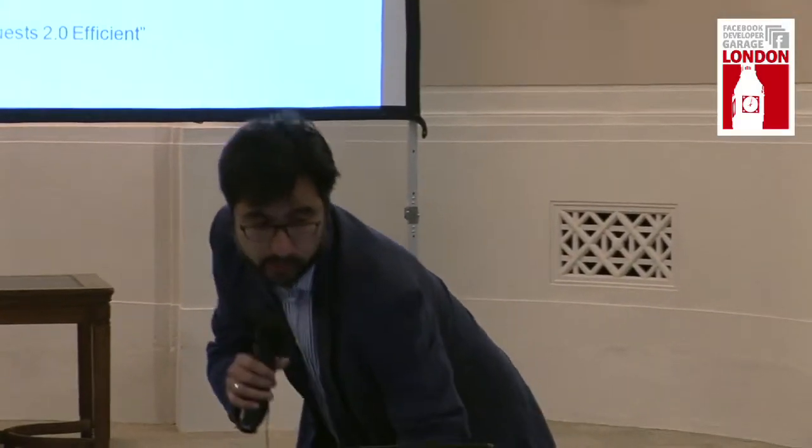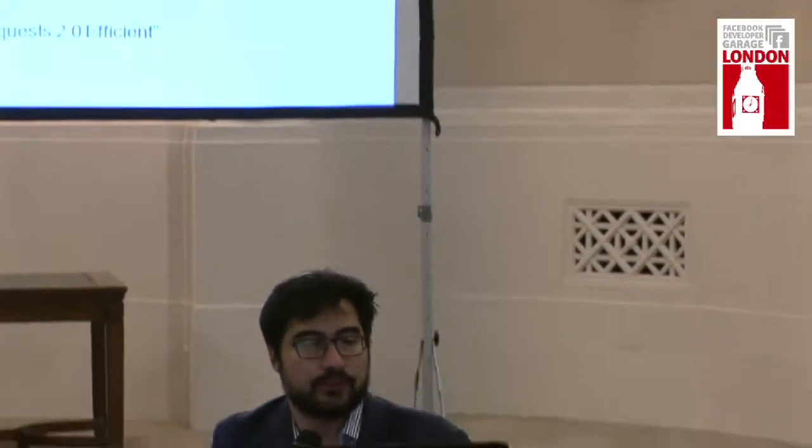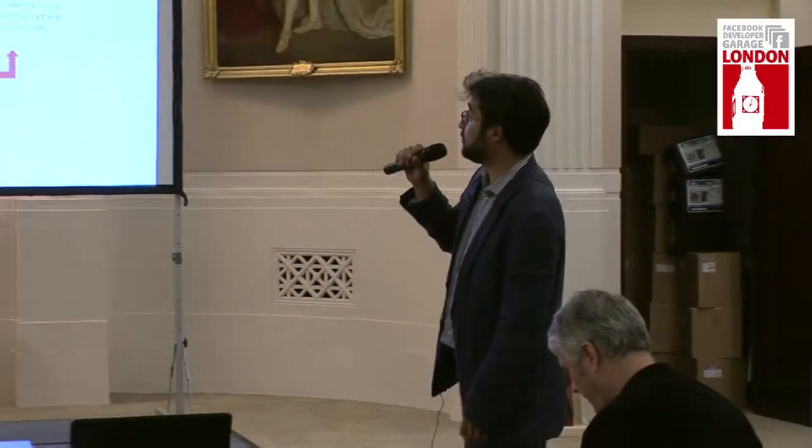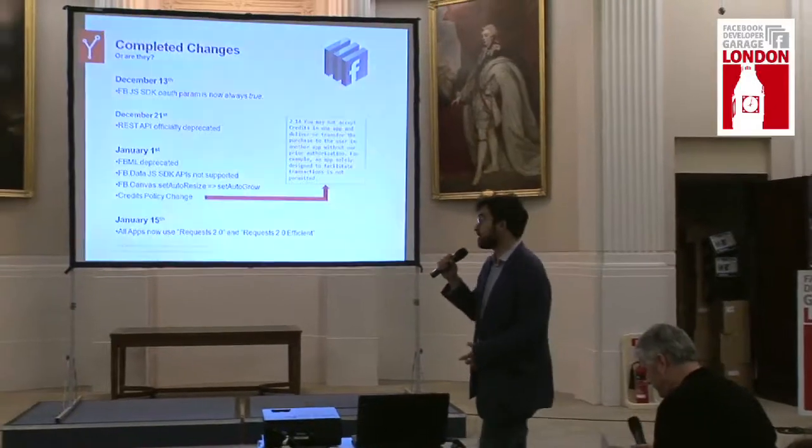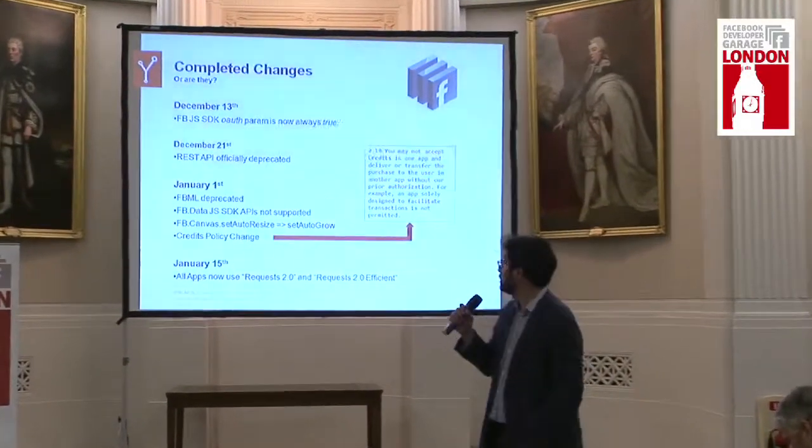Okay, almost done. A few changes. One of the things I like to do is let developers know what's going to break, because it's really important and it's really annoying if you don't know and it happens overnight. So this is what happened since November. As of the 13th of December, the FBJS SDK OAuth is always true. This caused a few problems with some people, but mostly it seems to have gone okay.